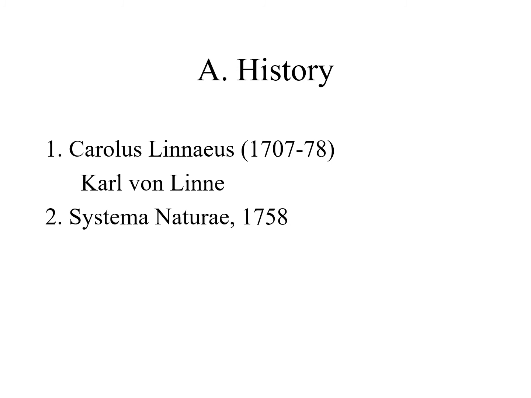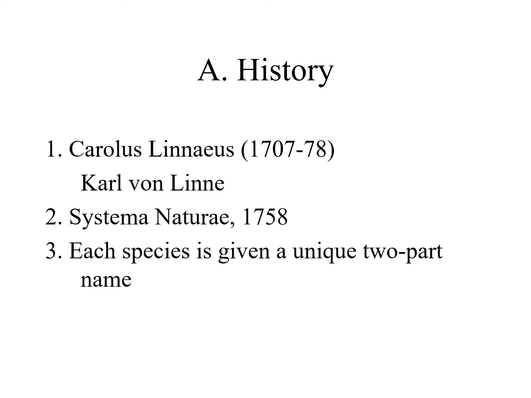The first time the Linnaean system was applied systematically was in a publication called Systema Naturae in 1758. This was essentially a catalog of all the known biodiversity at the time. And 1758 becomes a benchmark in biological nomenclature. No name using this system published before 1758 is valid. This is the date where it all starts for us.